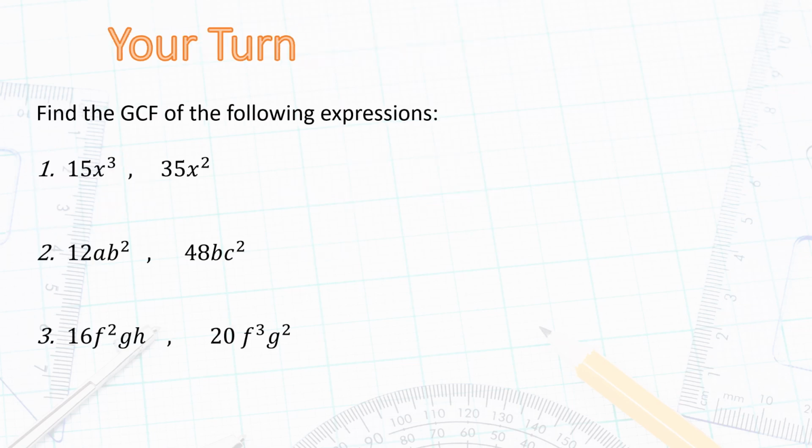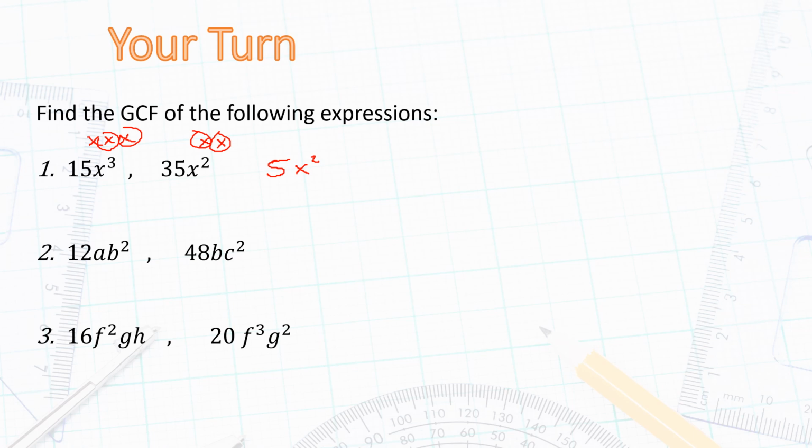All right, give it a shot on these ones. Pause the video and then come back and see how you did. All right, greatest common factor of 15 and 35 is going to be 5. And then x cubed is x times x times x. X squared is x times x. There are 2 copies of x common to both, and there's an extra one in the first one. So we're going to have 5 times x times x, which is 5x squared, as my GCF.